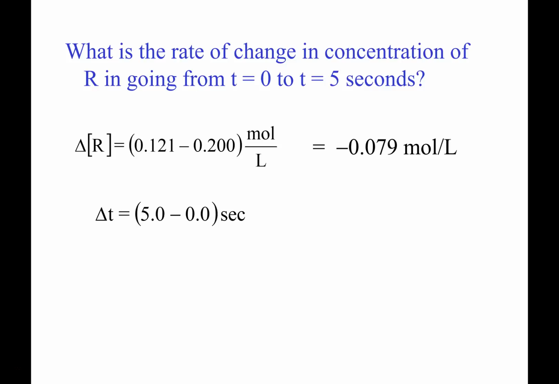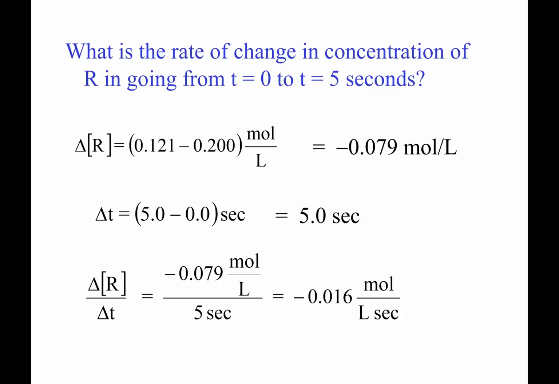5 seconds, that's it. Oh, I see I'm doing the math here though. So it's final minus initial. The final time was 5.0 seconds, initial time was 0.0 seconds. Yep, 5.0 seconds goes in the bottom. Then we just divide. And I wouldn't call it reaction rate yet. Like I said, this will make more sense. So I would keep my delta R over delta T equal to negative 0.079 moles per liter divided by the delta T, which is 5.0 seconds.